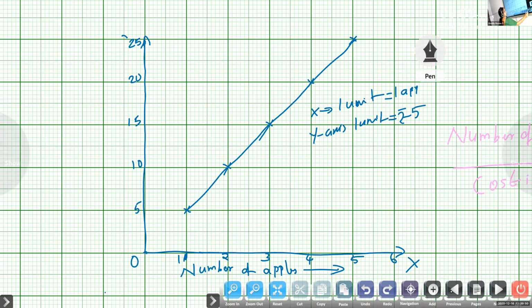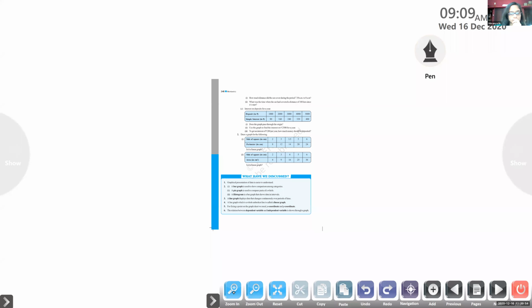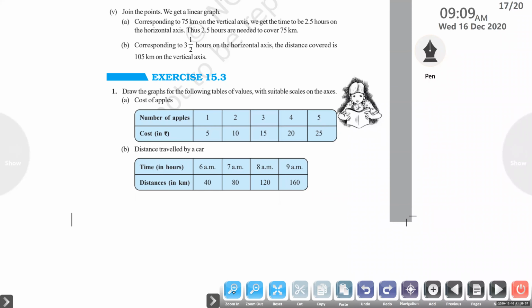Now take the second question, question number B. Ma'am, can we draw it in that same graph book? For each graph you take different axes, because you can make the graph paper half. Upper part one question, lower part one question. That you can do, but not on the same x-axis and y-axis.